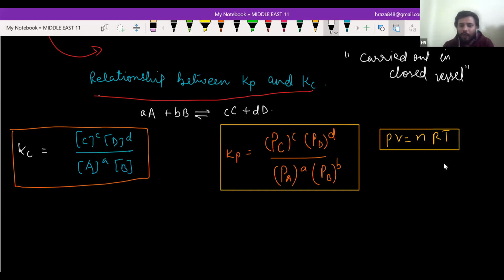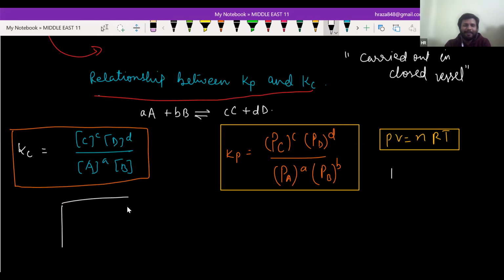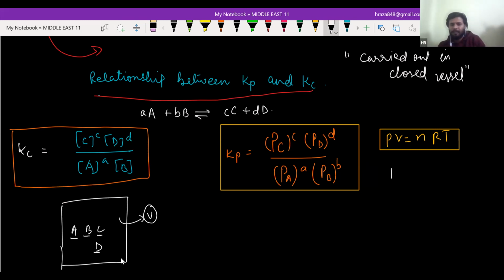So please speak up whenever I ask a question. PV is equal to nRT. Just think about it. If A, B, C and D are present in this vessel, and the volume of the vessel is V, my question is: what is the volume of A, the volume of B, the volume of C, the volume of D? So the volume of all four is V. Very good. That means the volume of all gases is the same as the volume of the container or vessel. Is that clear, Krishna, Saif?